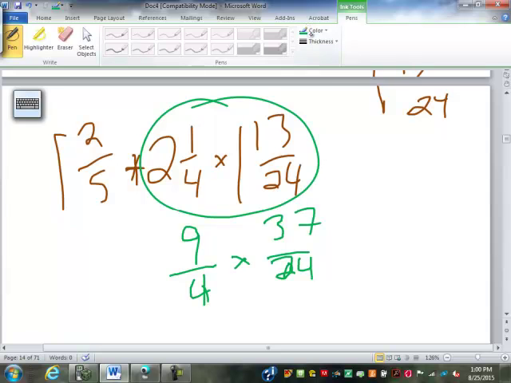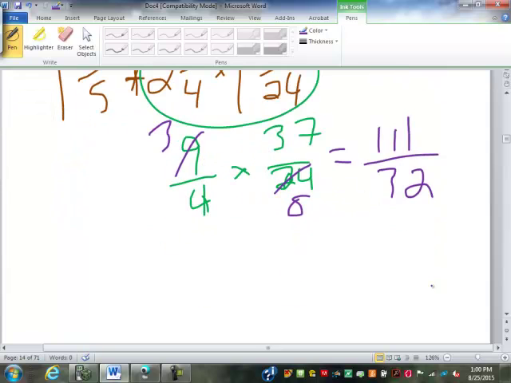Then what? When we multiply, remember, we don't need common denominators, but we can cross cancel. The 9 and the 24 can both be divided by 3 to give me 3 and 8. So now I have 3 times 37, which is 111. 4 times 8 is 32, which ends up being 3 and 15 32nds.